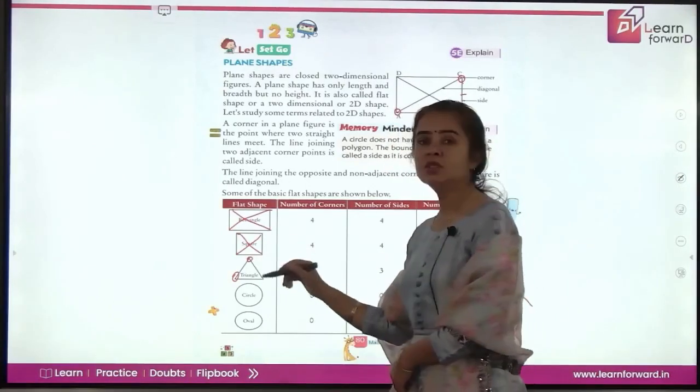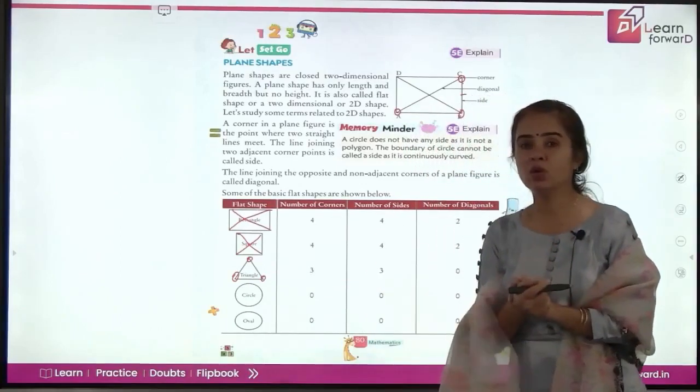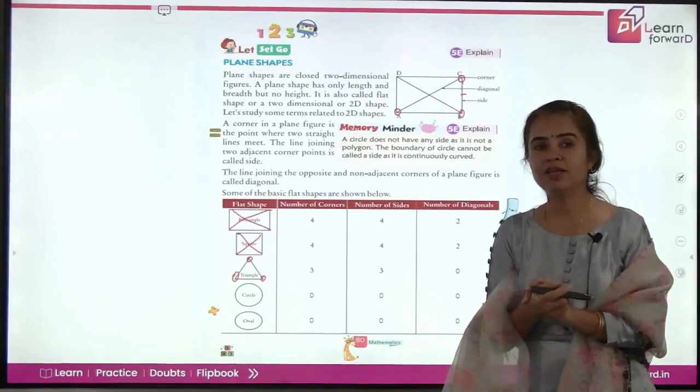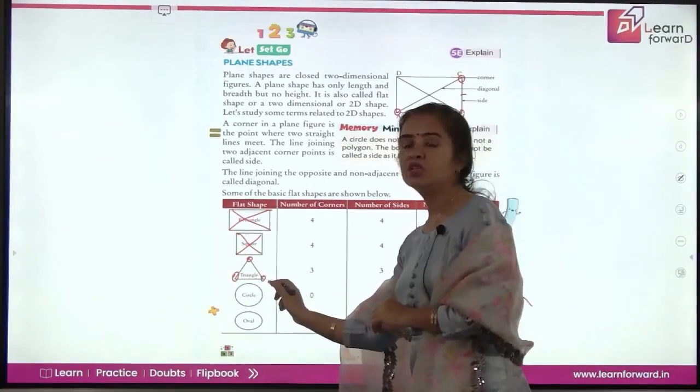Again, this is one corner, this is another corner. Now these 2 corners are also side by side next to each other. So if you join them, what will you get? Again a side. Okay, now let's talk about these 2 corners.